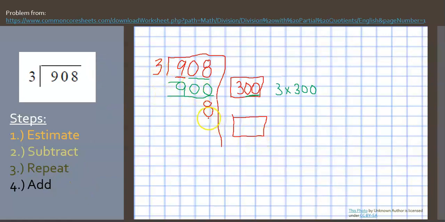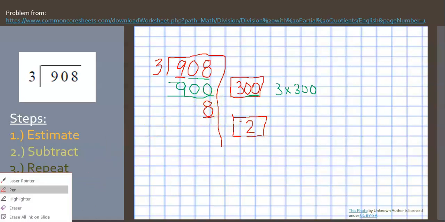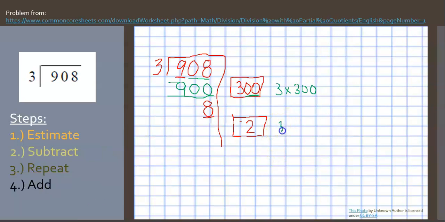So now I'm going to repeat. Step number 3, repeat. So now I'm looking at my 8. What can I multiply 3 by to get as close to 8 without going over? Well, we know that 3 times 3 is 9, but 9 is more than 8, so that won't work. So I have to go one down. So I can say, well, I can multiply 3 times 2 to get 6. We'll see how 8 is the only number, so I don't need to add any zeros here. So 3 times 2 equals 6, so I put that there, and then I subtract, okay? So when I subtract 6 from 8, I get 2.